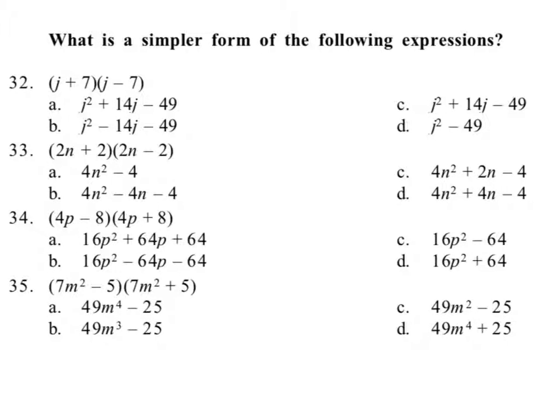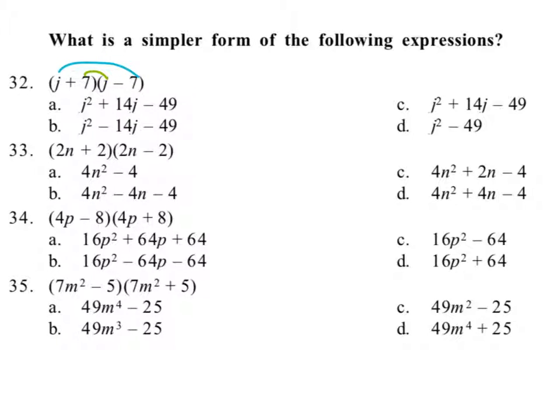Okay, so for all of these, there's this special thing happening. Notice what we've got. We have essentially the same binomial twice, except it's not really the same binomial because the middle sign is different. This plus here and this minus here. What happens there is that when you do the outer and inner terms, you do outer negative 7j and inner positive 7j. Those are exact opposites, and they will cancel out, and you will get no middle term.